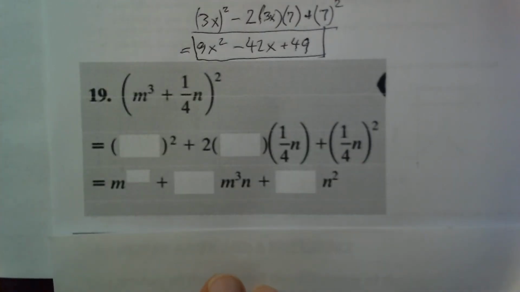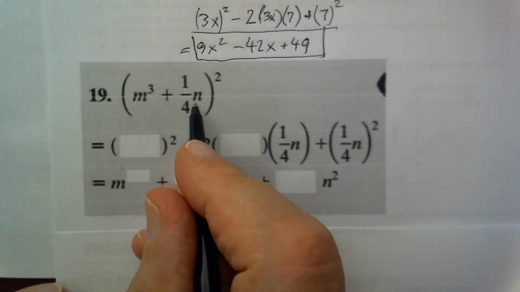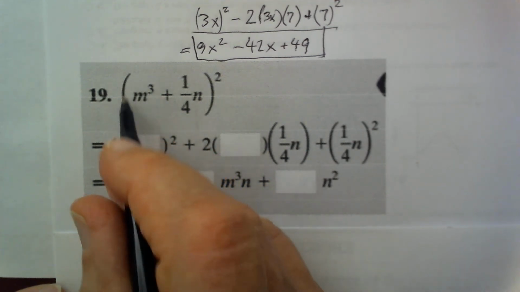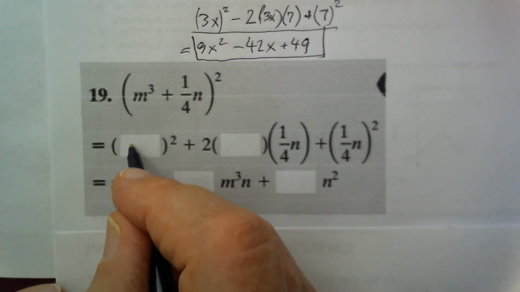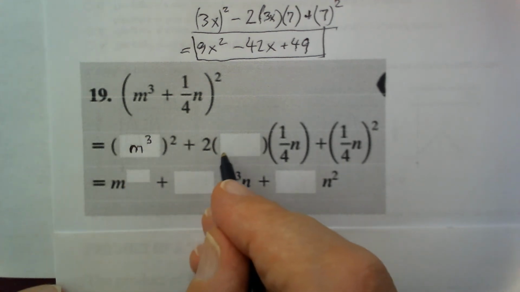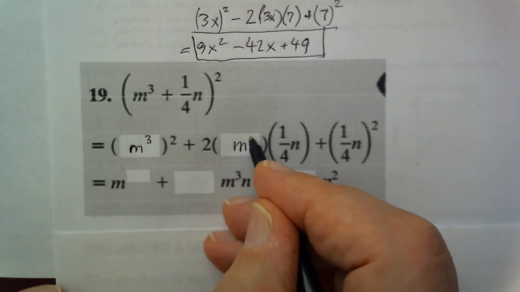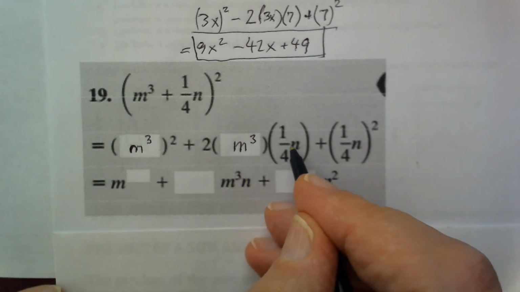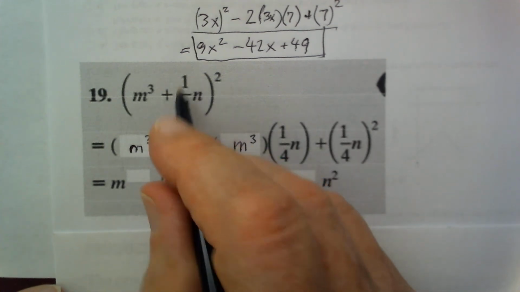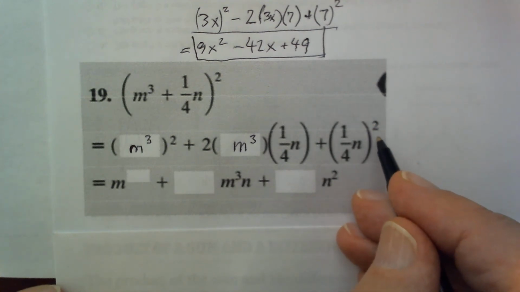Here's a guided solution exercise. It's m to the third plus 1/4 n, quantity squared. So that means we square the first term, and that would be m to the third squared. And then 2 times the first term, m to the third, times the second term, which is 1/4 n. And then the last term squared, 1/4 n to the fourth power, to the second power.